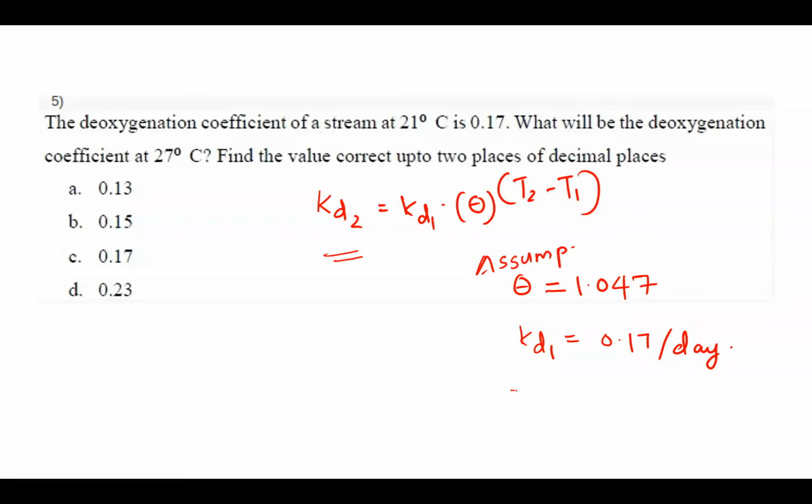And then T2, what is T2? T2 is 27. T1 is 21 degrees Celsius. So now calculate what is KD2.